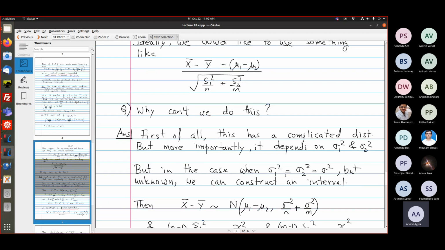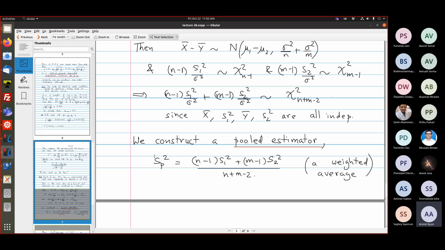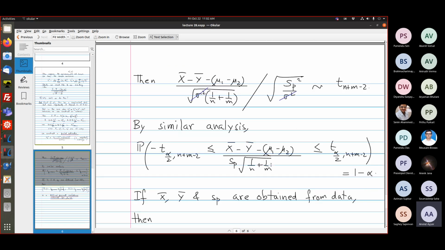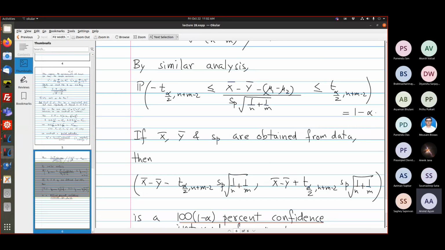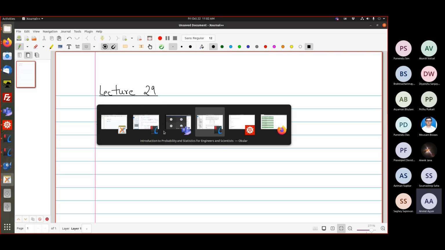But suppose that the variances are equal but still unknown, then we can use this pooled estimator, which is combining the variances from both samples, and we get this interval using the t distribution with parameter n plus m minus 2. So let me do an example of that. This is exactly example 7.4b from the text. So let me just read it out.